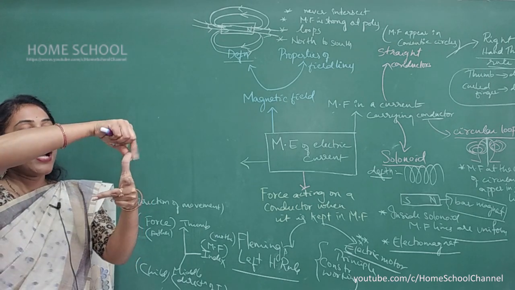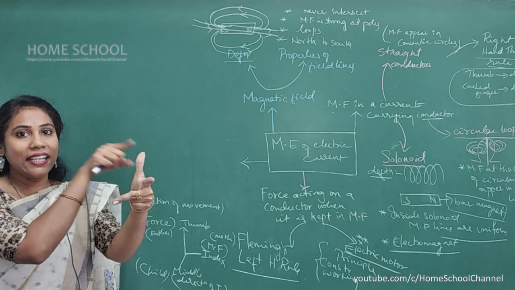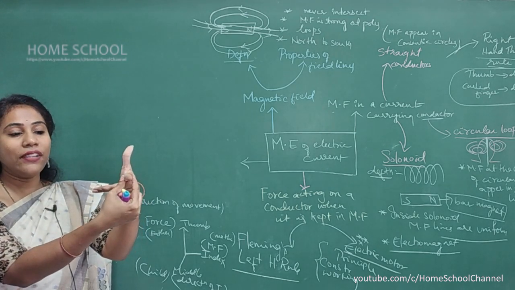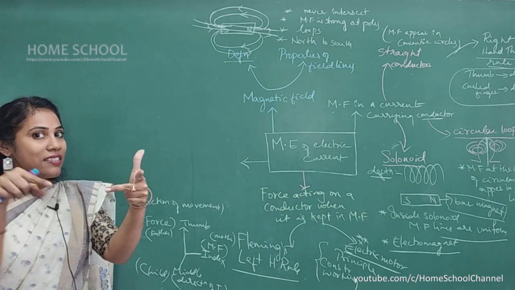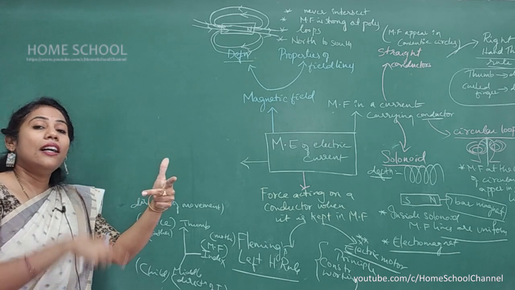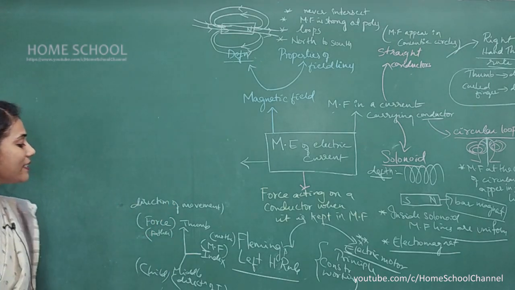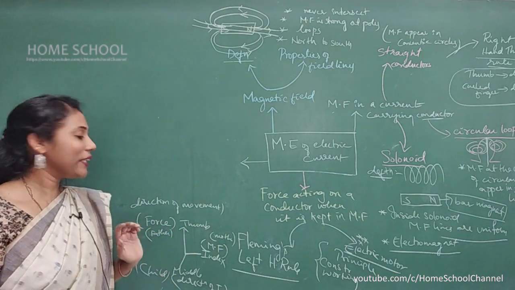Okay, so this is father, this is mother and this is child. Father means force, it will tell about the force. Mother means the index finger, it will talk about the magnetic field direction, and the child is the current, it will talk about the direction of current. Okay, so that's how Fleming's left hand rule is explained.